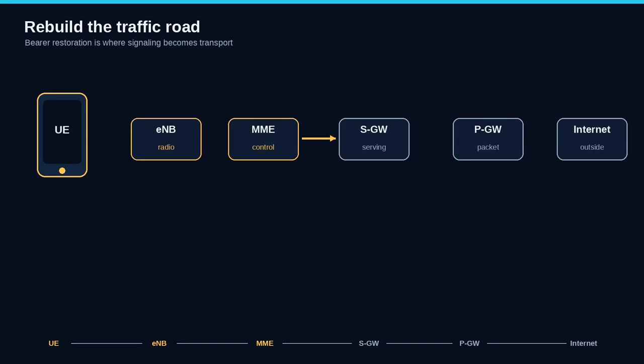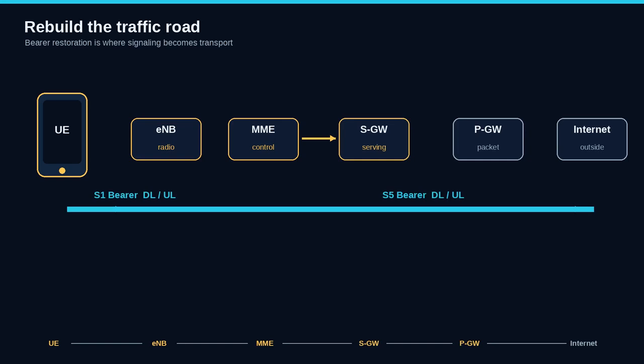Keep the interfaces separate. S1 is the bearer path on the access side. S5 is the bearer path between SGW and PGW, carrying downlink and uplink traffic through the core. S11 is a GTPC control connection between MME and SGW. It manages context rather than serving as the ordinary user data road. The diagram shows the restored S1 bearer and S5 bearer with downlink and uplink directions, leading onward to the internet.